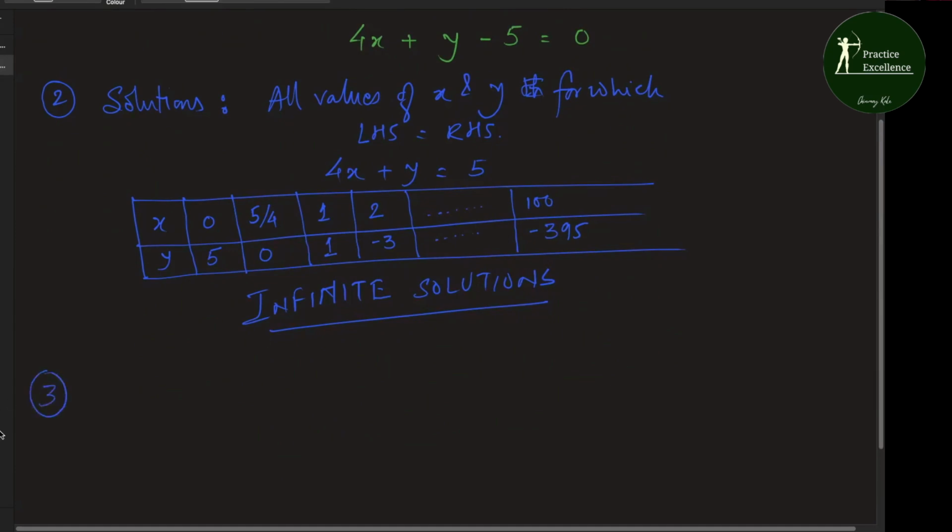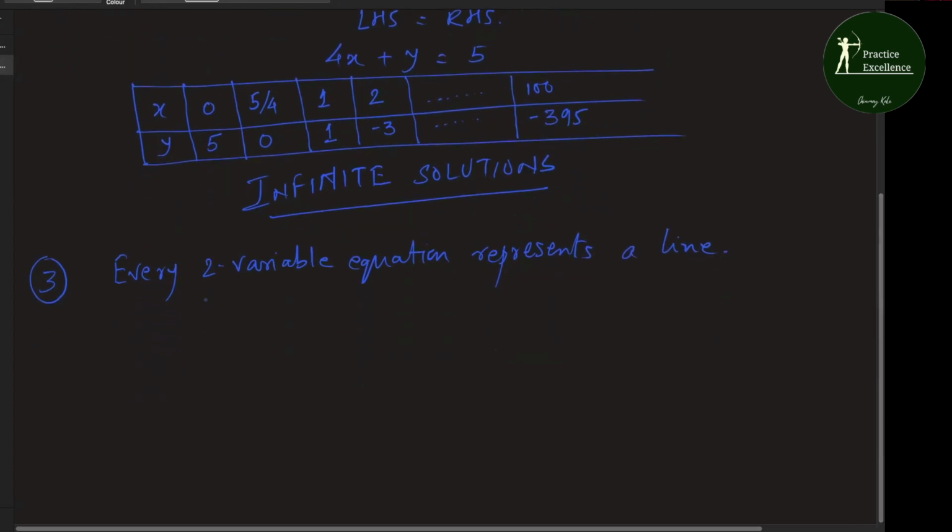And the third important point here is that every two variable equation represents a line in a two-dimensional coordinate system. What is a two-dimensional coordinate system?